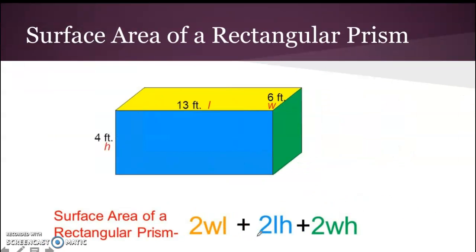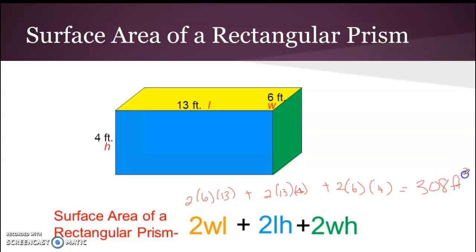Let's look at an example. Again, you don't have to draw the picture, but at least write L equals 13, W equals 6, H equals 4, and I'm going to go ahead and substitute this. So 2 times 6 times 13, plus 2 times 13 times 4, plus 2 times 6 times 4. Now, you can plug all of this in one shot in your calculator, you don't have to do it piece by piece. If you prefer to do it piece by piece, not a big deal, but you should get 308 feet squared as your final answer.